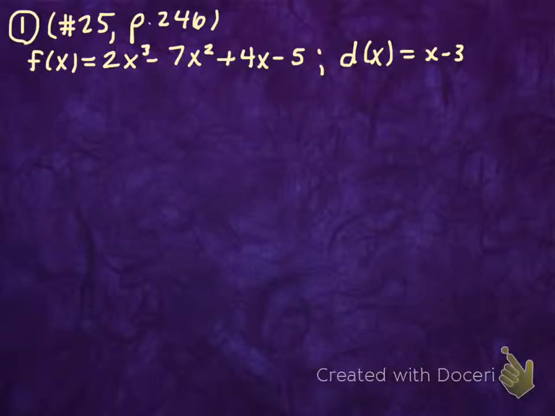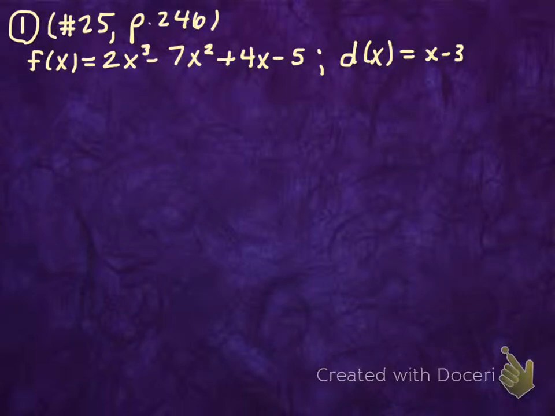Number 1 for the Chapter 2 BAT list is number 25 from page 246. And your directions here say to divide f of x by d of x and write a summary statement in polynomial form. However, for the test, I'm completely okay with fraction form. So that's how I'm going to leave my answer.